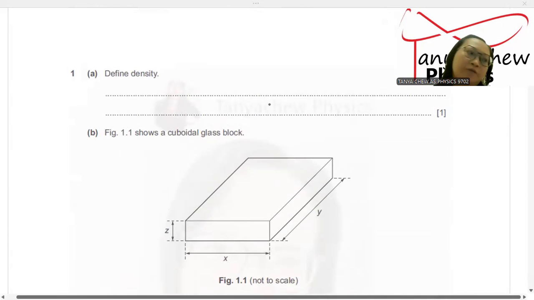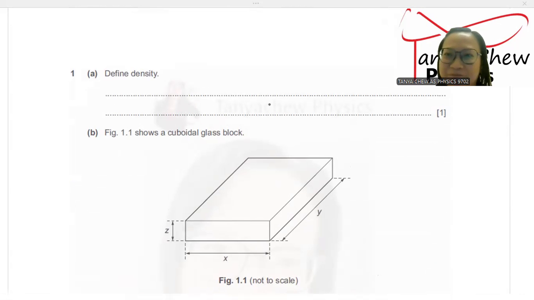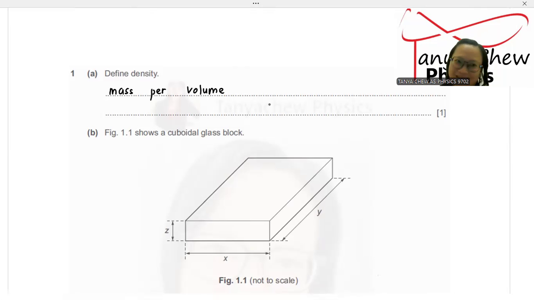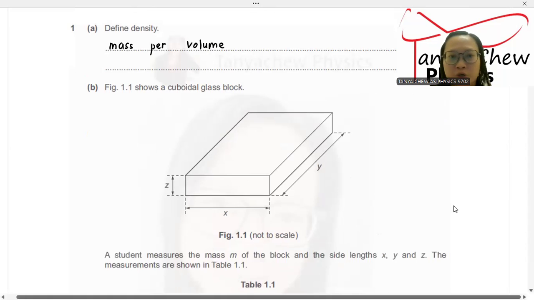First question, define density. Don't you think this question is very similar to IGCSE physics? Right, 1 mark is given for the definition of density. So density is defined as mass per volume. That's it. Done.